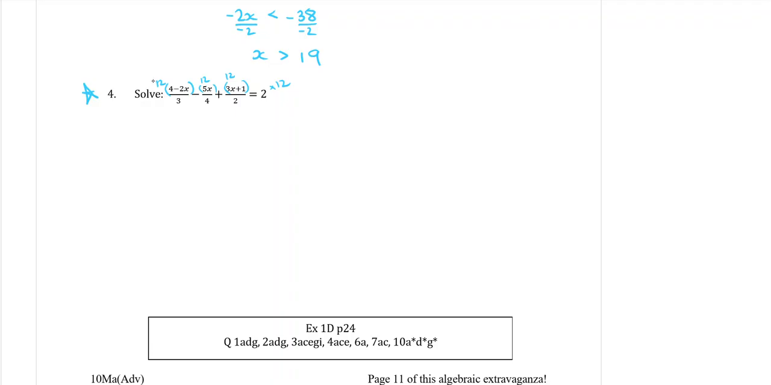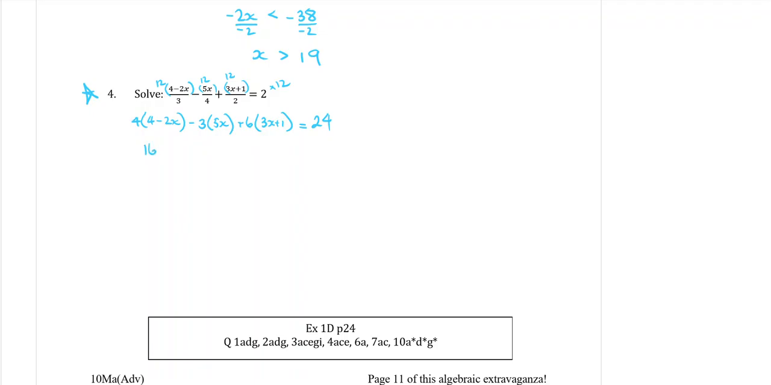So 12 divided by 3 is 4 lots of the 4 minus 2x. 12 divided by 4 is going to be 3 lots of just the 5x. 12 divided by 2 is going to be 6 lots of 3x plus 1, and 2 times 12 is 24. Okay, so the fractions are gone. That's a good start. If we expand out the brackets, it's going to get even nicer.